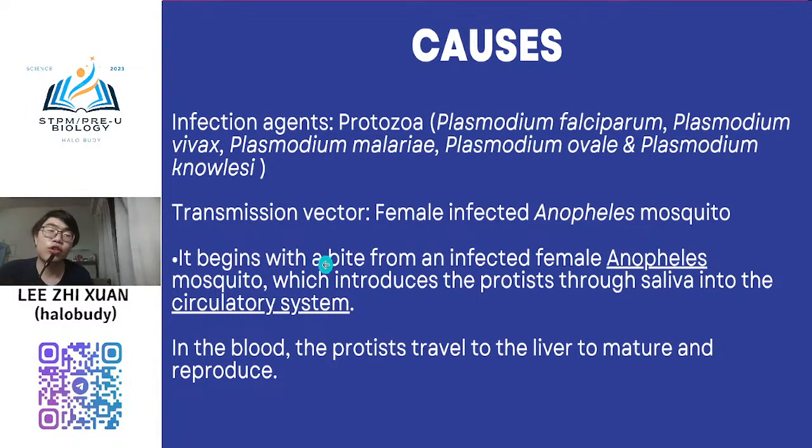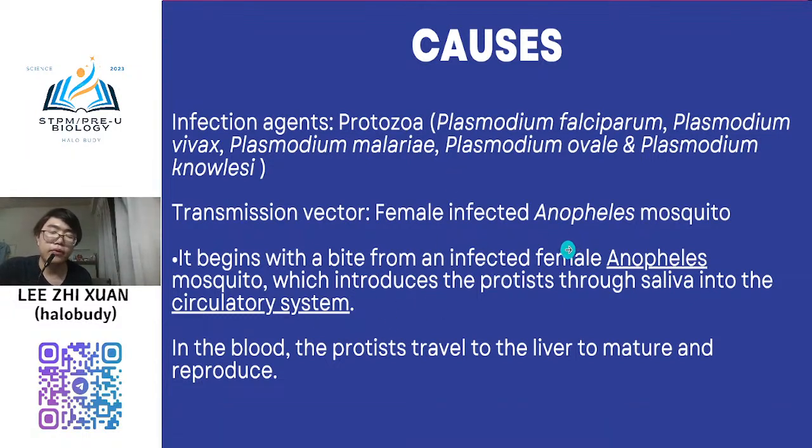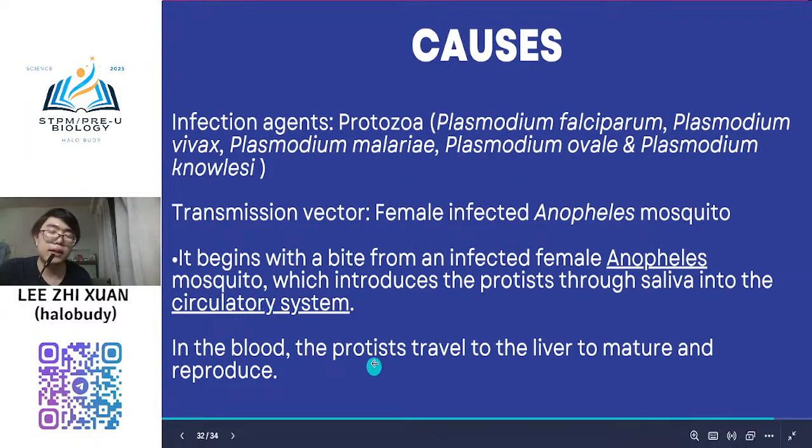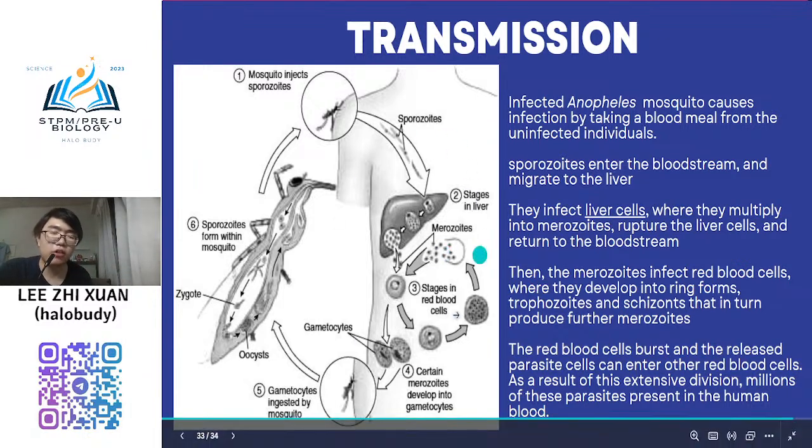Okay. And then the transmission vector is similar to dengue, using the mosquito, but the mosquito genus name is Anopheles. Just now it was Aedes, now it is Anopheles. And also female. Only the female can carry this disease and bite you. The male one cannot. What you need to know is about the cycle, because it infects your blood. This protozoa will attack your blood. In the blood, this protozoa will travel to your liver and reproduce there. Okay. So this is the transmission cycle of this disease.